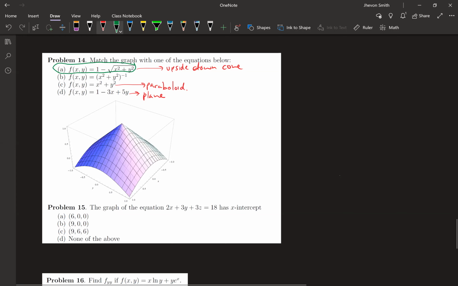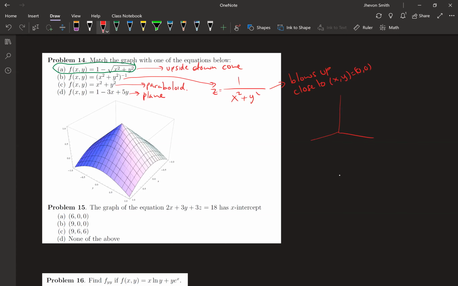B, we didn't really see a graph that looks like this, but this is 1 over x squared plus y squared. Z equals that. One thing you do know is that it blows up close to the origin. So you'd expect that if you were close to the origin for that guy, it'll start shooting super far up from either direction. So it's not going to be that guy.